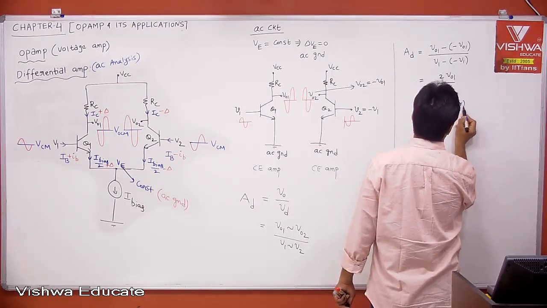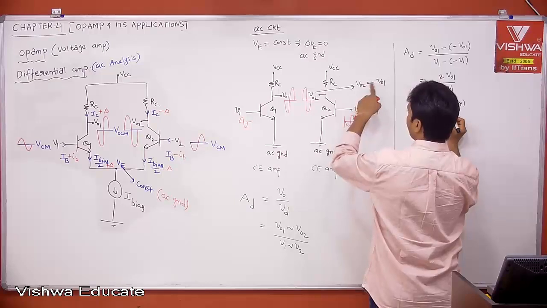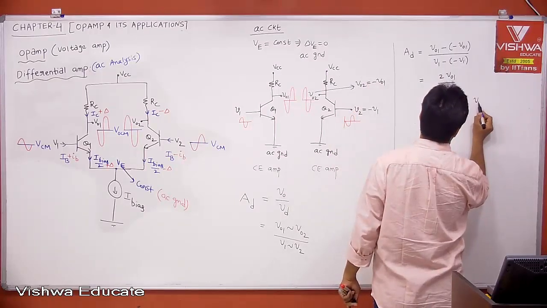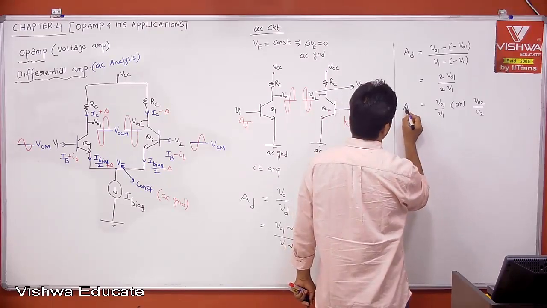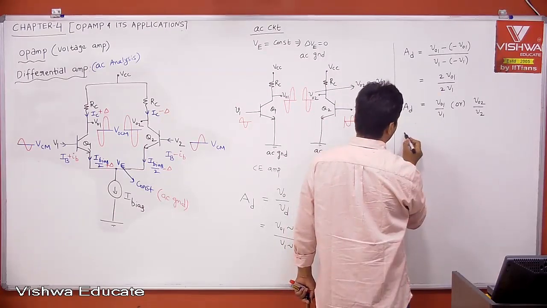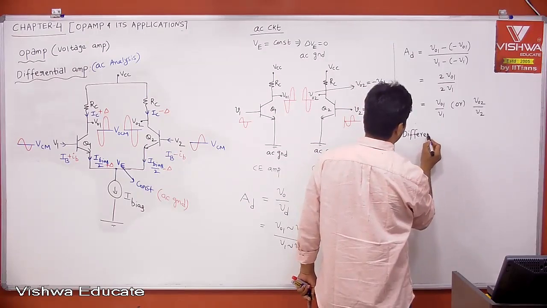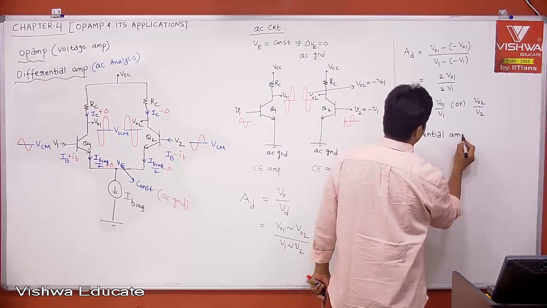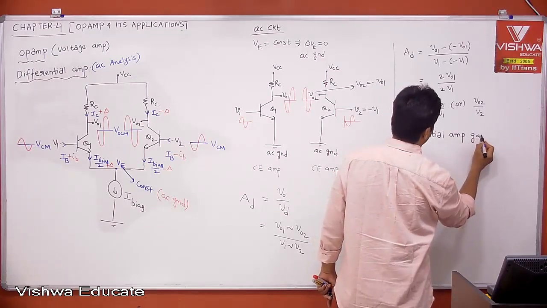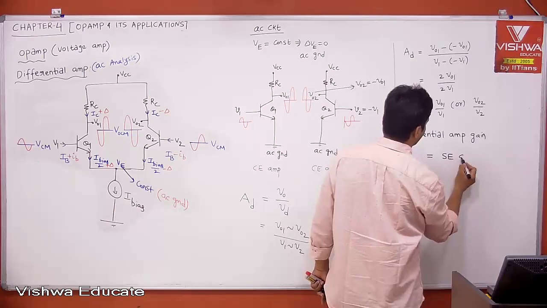Or if you calculate, what is V01? V01 is nothing but minus V02. Therefore, if you do that, you will get V02 divided by V2. Therefore, the differential gain AD, the differential amplifier gain, is same as single-ended amplifier gain.